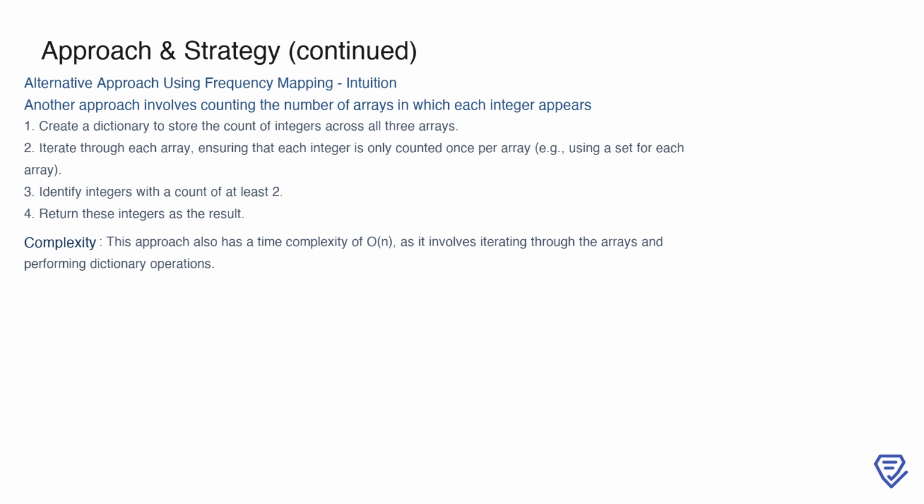Another viable option is the frequency mapping approach. Here, the idea is to count how many arrays each integer appears in. To achieve this, we use a dictionary to track the count of each integer. As we iterate through each array, we ensure that an integer is only counted once per array by using a set for each array's elements. Once all counts are recorded, we simply extract the integers that appear in at least two arrays. This method is also efficient, with a time complexity of O(n), as it involves iterating through the arrays and performing dictionary operations. While effective, this approach requires additional logic to avoid double counting integers within the same array, which adds a layer of complexity compared to the set-based solution.